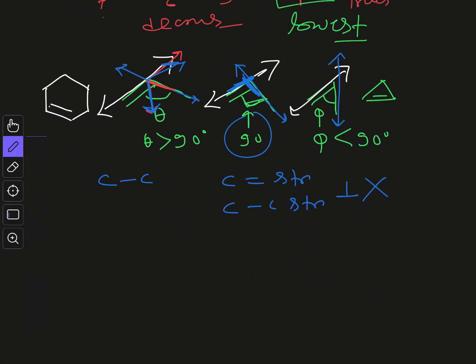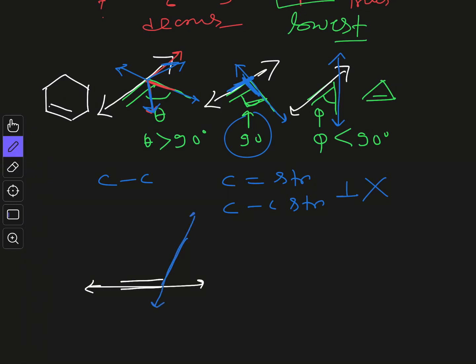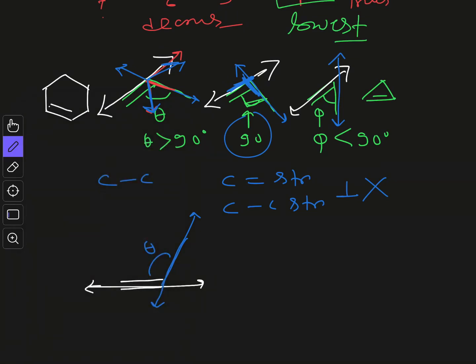So let's say we have this double bond and we have a C–C bond here. For this double bond we have a certain stretching frequency like this, and for this C–C bond we have a certain stretching frequency like this. Now if it has an angle like theta, this is a vector, the stretching frequency is nothing but a vector, and if it is inclined at an angle theta, we can divide it into two components, this one and this one.